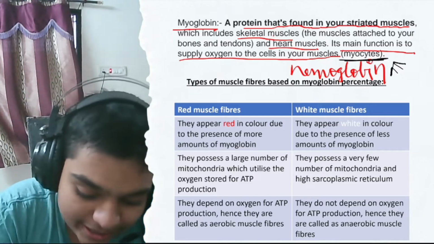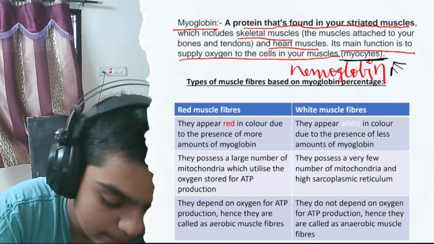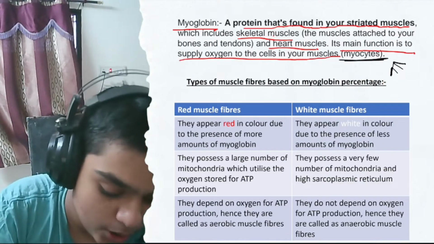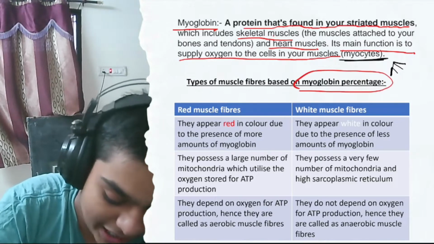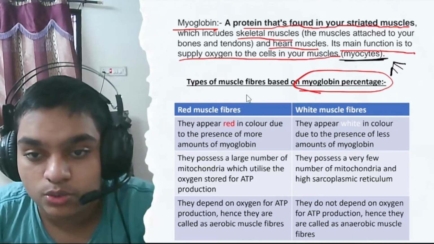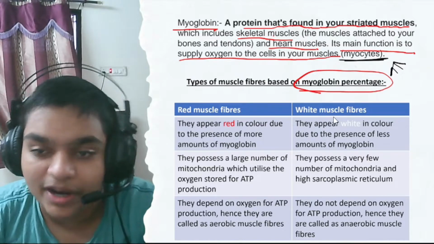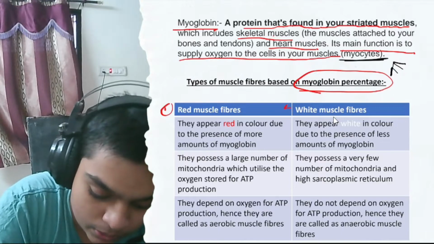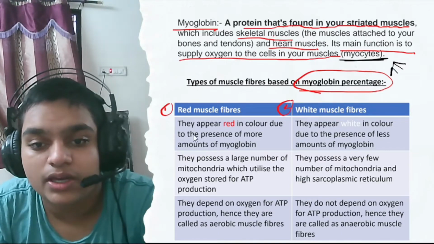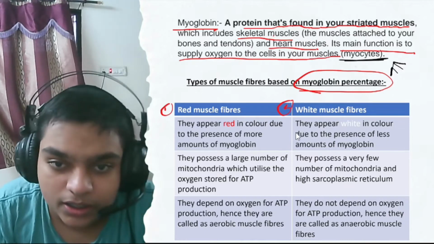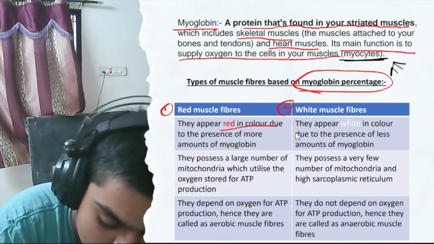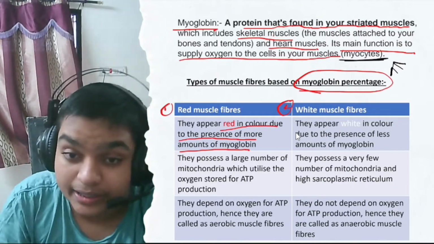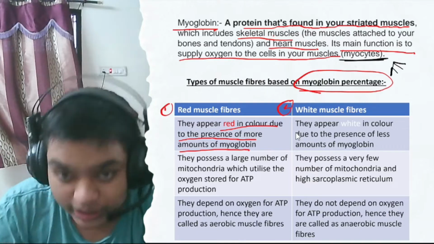Now, based on the presence of myoglobin, we have two types of fibers: red muscle fibers and white muscle fibers. One is red muscle fiber, two is white muscle fiber. Red muscle fibers appear red in color due to the presence of more amounts of myoglobin. They appear red because the red color pigment is more.